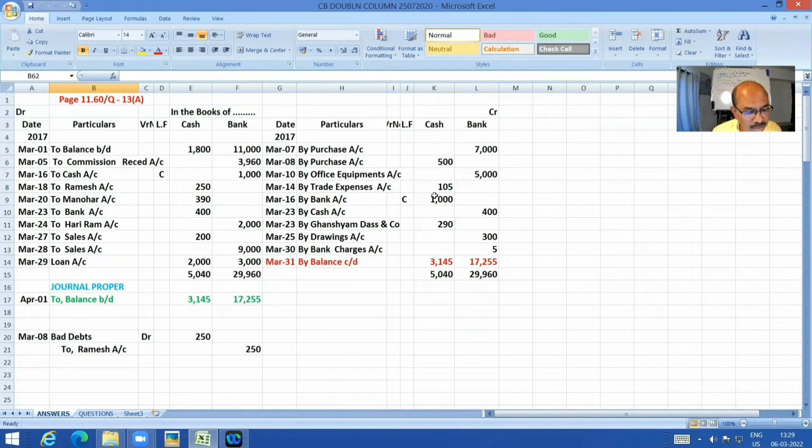Paid into bank, rupees 1,000. It's very much a contra entry. Bank to cash, cash by bank, 1,000.